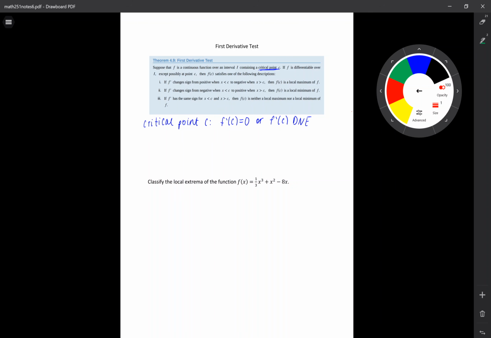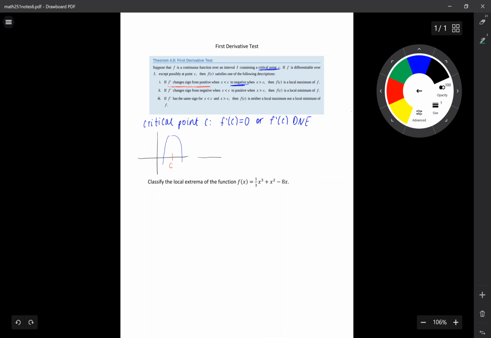Then f of c satisfies one of the following descriptions. In this first one, it says if f prime changes sign from positive when x is less than c to negative when x is greater than c, then f of c is a local maximum. So let's sketch this out a little bit. Let's call this point right here c. We have f prime is positive at first. So if f prime is positive, that means that our function is increasing. So we're increasing when we are less than c, and then once we get to c, our derivative changes to negative, which means that we are decreasing.